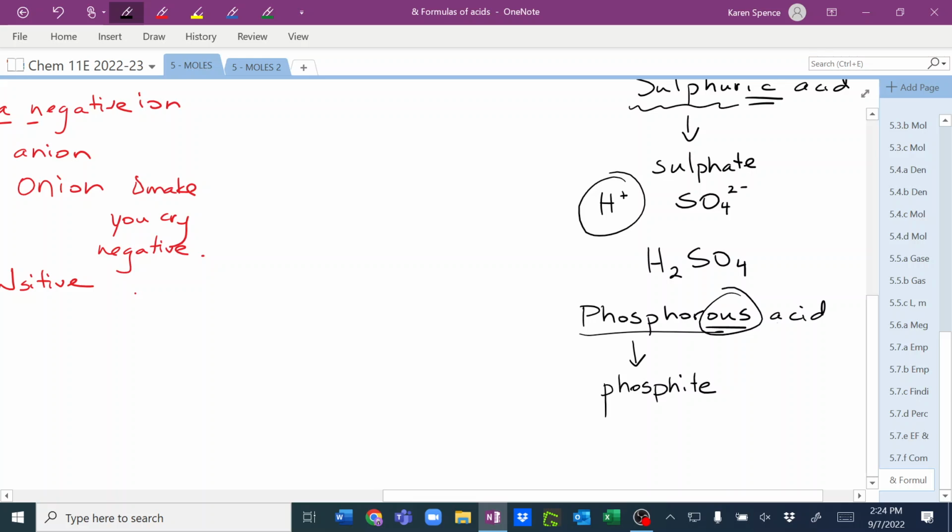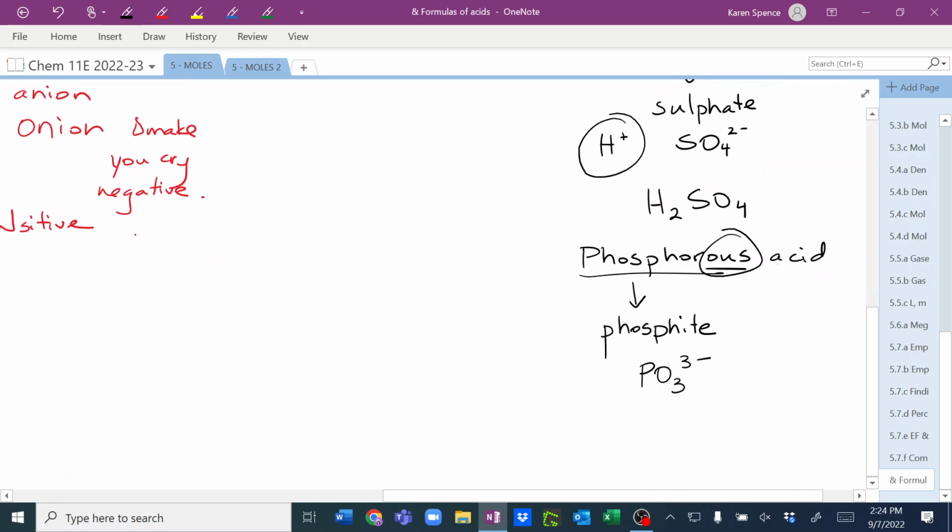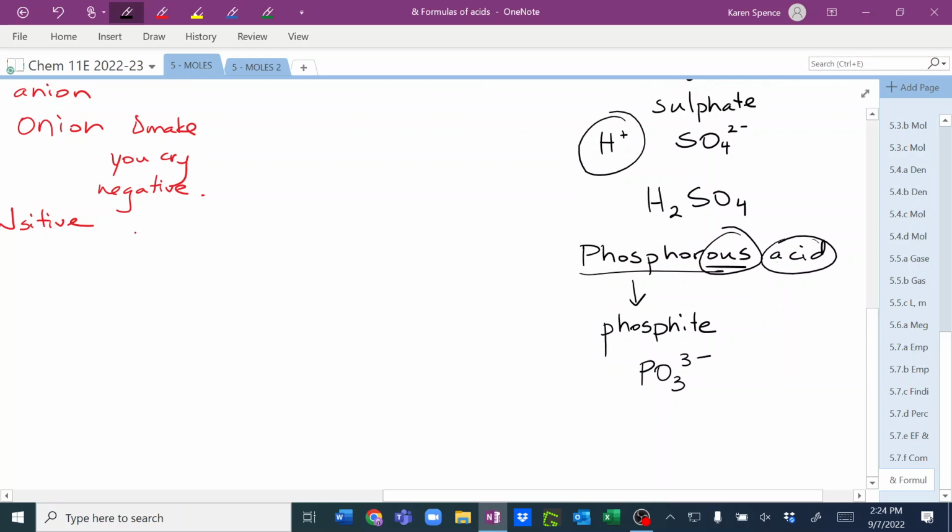And phosphite, you can look up, what element is it based on? Phosphorus, so that is P. You can look up the ion phosphite, it is PO3 3 minus. And because it's an acid, that means it's going to get together with H plus. Can I write it like this? Is that an okay way to write a formula?